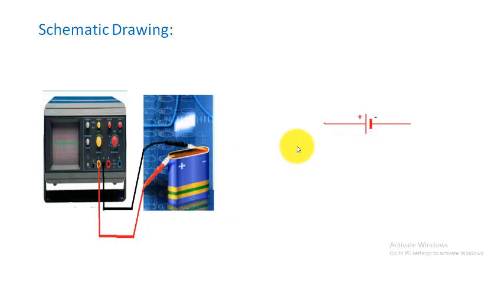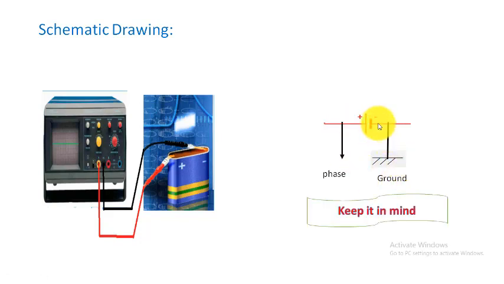This is the schematic drawing. This is the symbol of the phase, while this is the symbol of the ground. As you see, the phase must be connected to the positive pole of the dry cell, and the ground must be connected to the negative pole of the dry cell. Please keep it in mind.